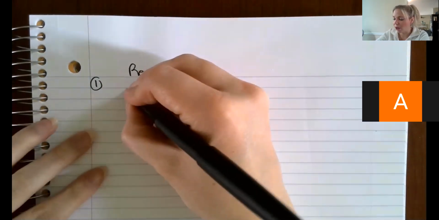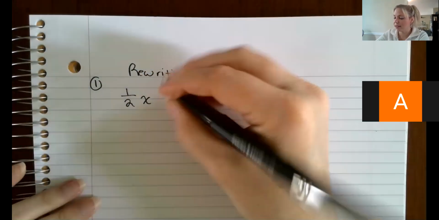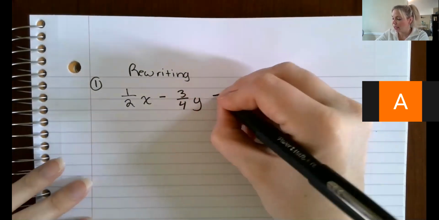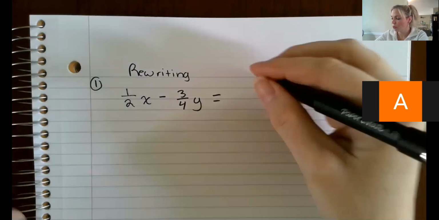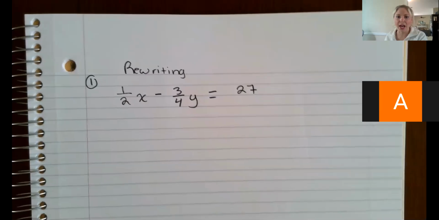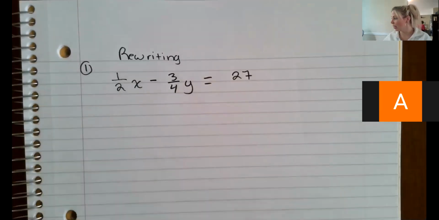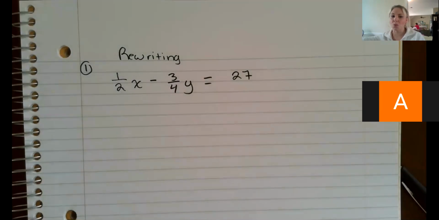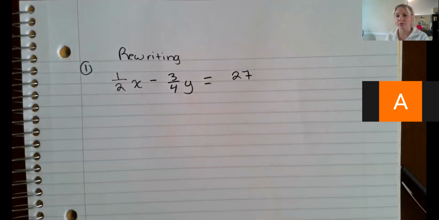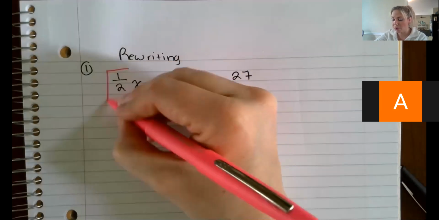So some of the problems that you guys had, especially the ones with the fractions, was things like if I had 1/2 x minus 3/4 y is equal to, say, 27. So when you have an equation like this and you have to rewrite it, you've got to figure out, okay, I need to get the y by itself, trying to get it into slope-intercept form where it's y equals mx plus b. So that means the first thing that you're going to have to do is move your x variable. And the only way that you can move that x variable is to do the inverse operation of it.